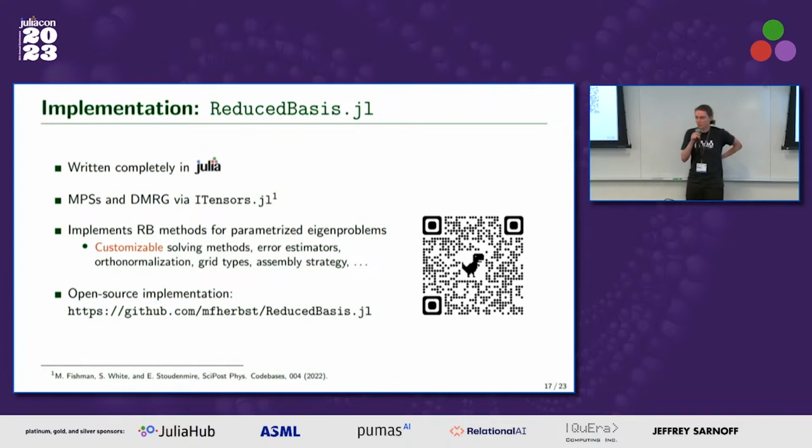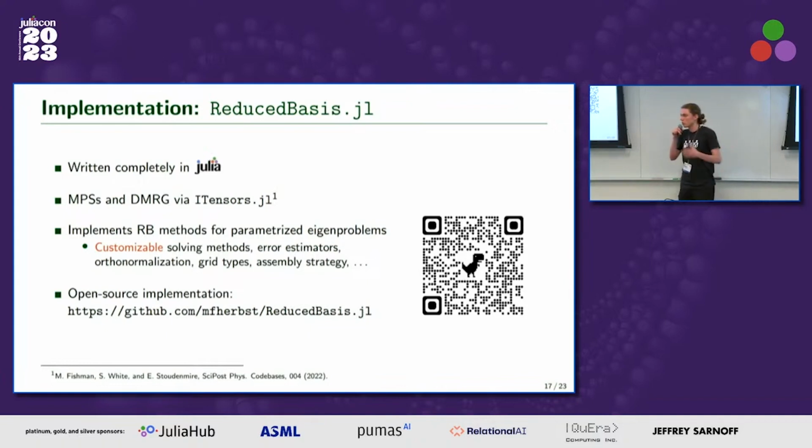And so the idea is that we implement reduced basis methods for parameterized eigenvalue problems. So as opposed, I guess, to parametrized differential equations, this is only parametrized eigenvalue problems. And in particular, we have a focus on quantum spin systems, so many-body Hamiltonians.